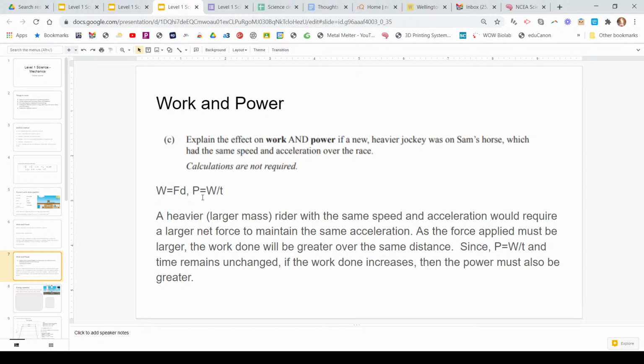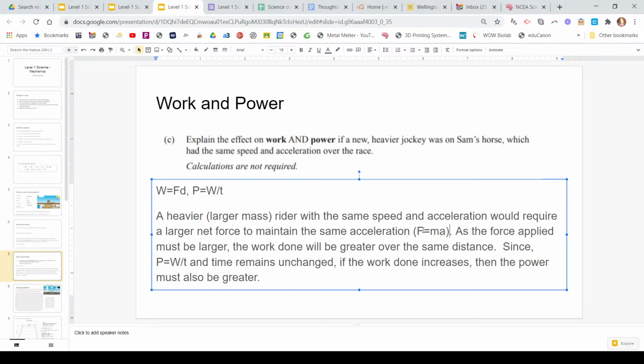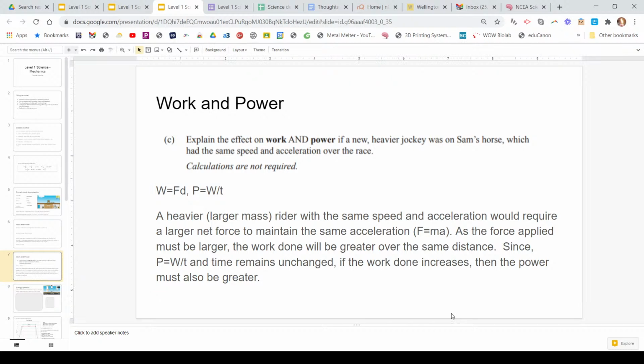But what you definitely want to do is to find equations that relate these things together, and then make sure that you talk about every quantity in those equations. So in this case, we would say that a heavier or larger mass rider with the same speed and acceleration would require a larger net force to maintain the same acceleration. So I'd probably be using the equation F equals ma in there. And I would actually write the equation that I'm using to support my answer, and I would tick off each of those letters as I've talked about it, because often you get credit for saying that something stays the same. So if something stays constant, you've got to explicitly state that.